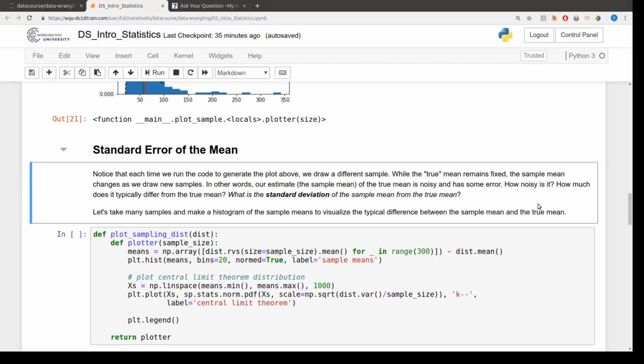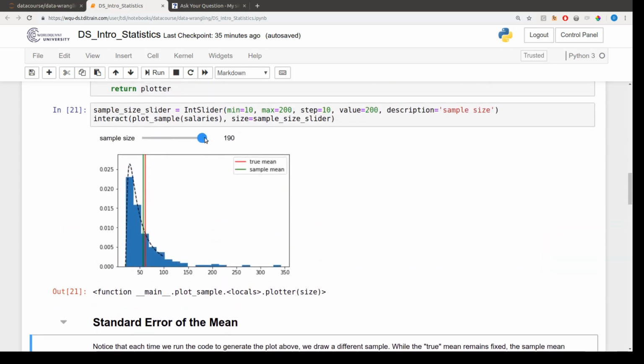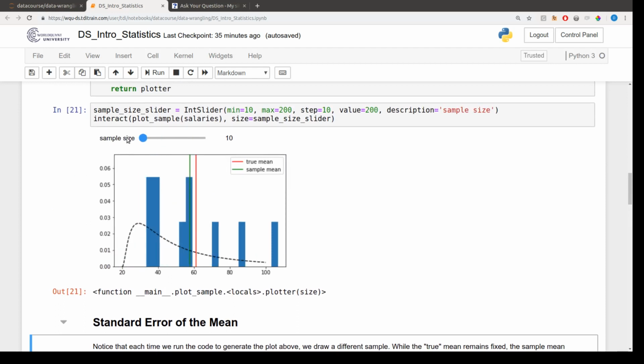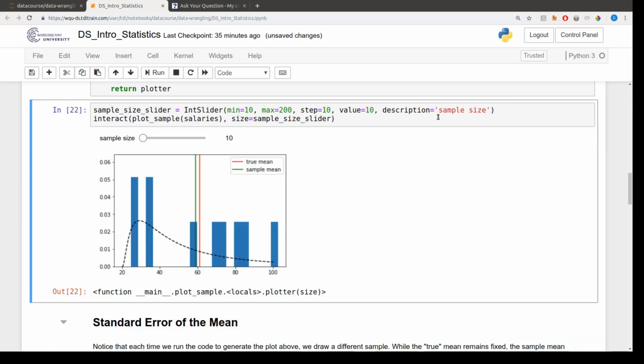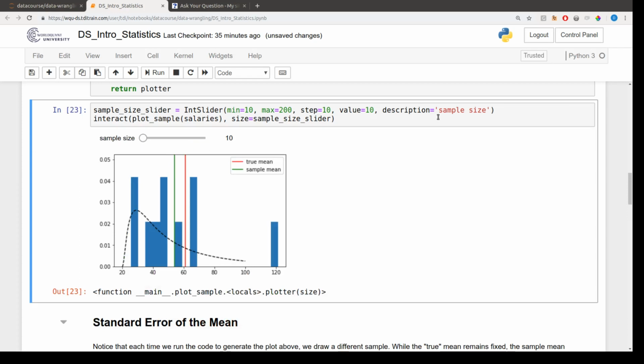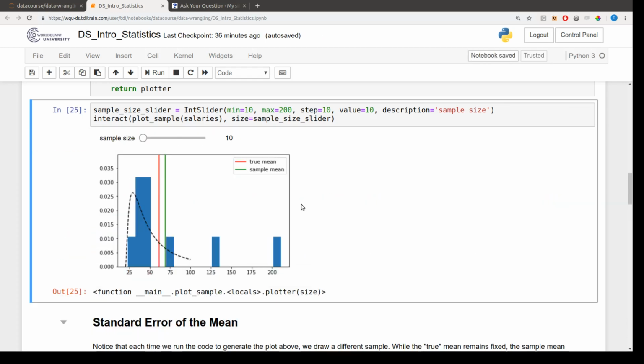Hello. In this third video on statistics, we're going to be talking about the standard error of the mean. In the last video, we noticed that when the sample size of our sample of salaries was small, the difference between the true mean and the sample mean tended to be larger each time we drew a sample. We got differences of around $10,000 or more pretty frequently.